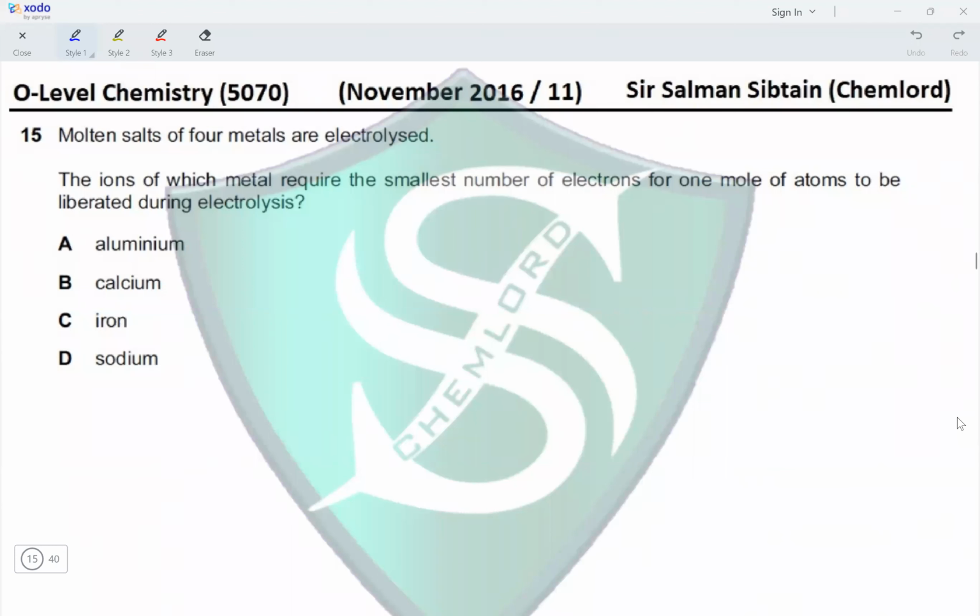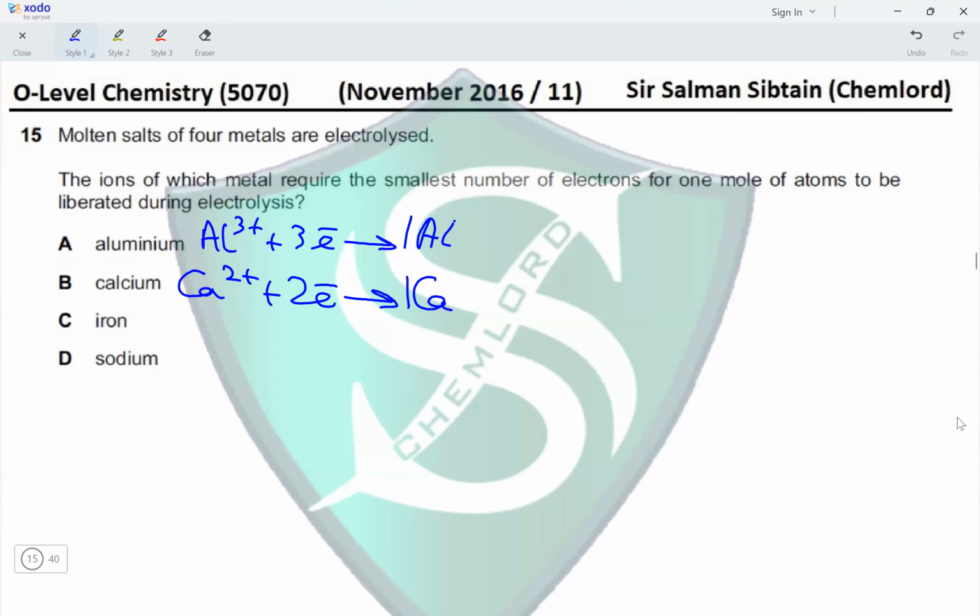Question 15. Molten salts of four metals are electrolyzed. The ions of which metal require the smallest number of electrons for 1 mole of atoms to be liberated during electrolysis? So for aluminum, we have Al3+ ions accepting 3 moles of electrons producing 1 mole of aluminum metal. For calcium, it would be Ca2+ ions accepting 2 moles of electrons producing 1 mole of calcium metal.